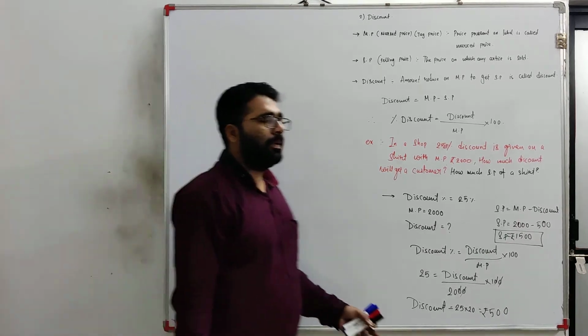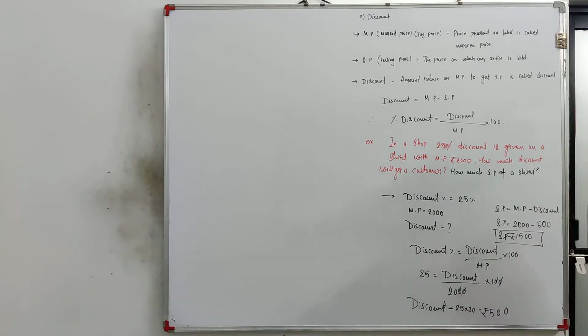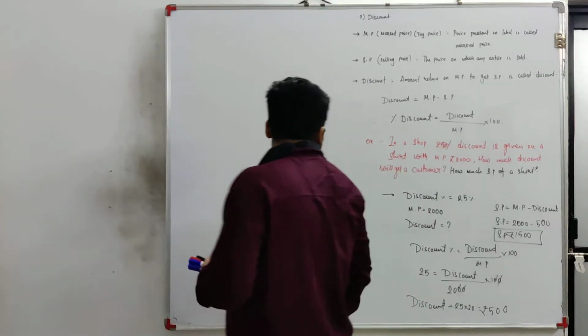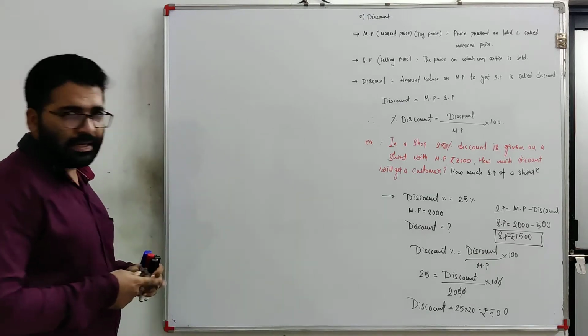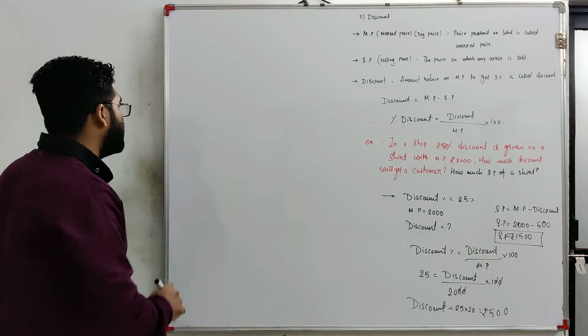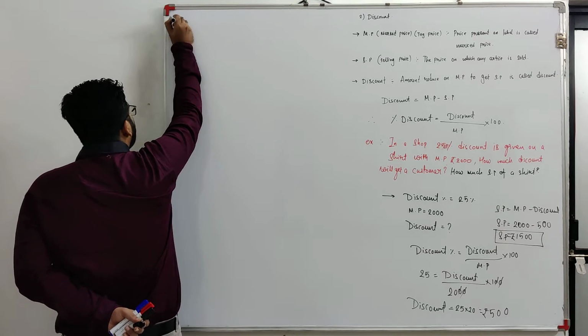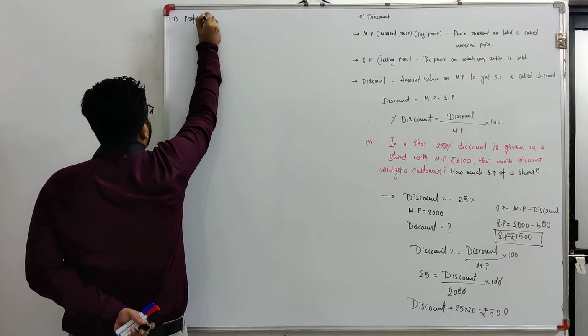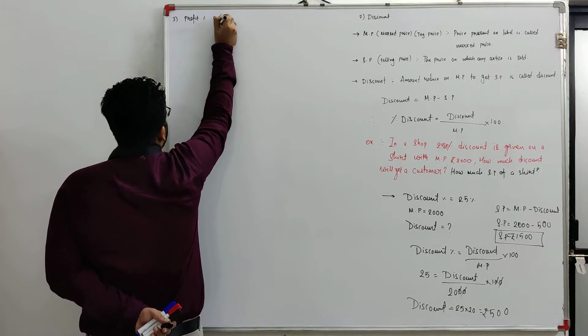You need to remember this formula, or otherwise there is another method, part of the 100 method, that we will discuss later. But let me see all the formulas one by one. So now the third is profit percent and loss percent.